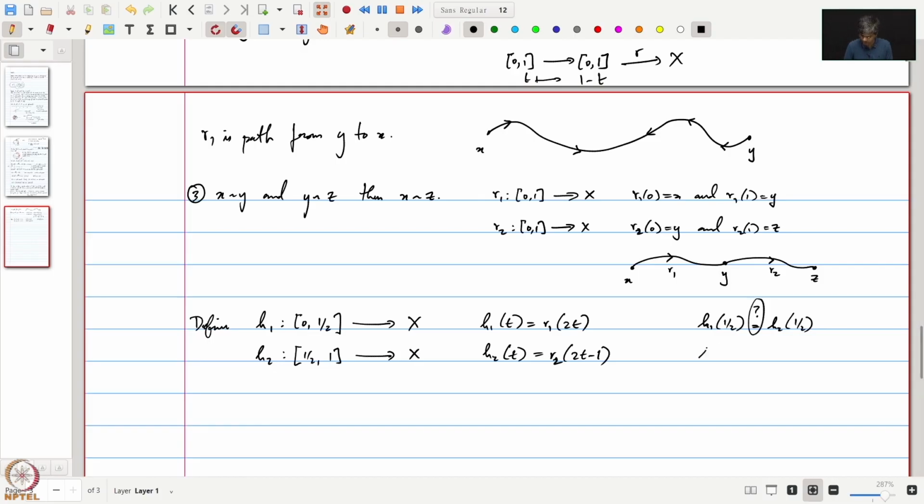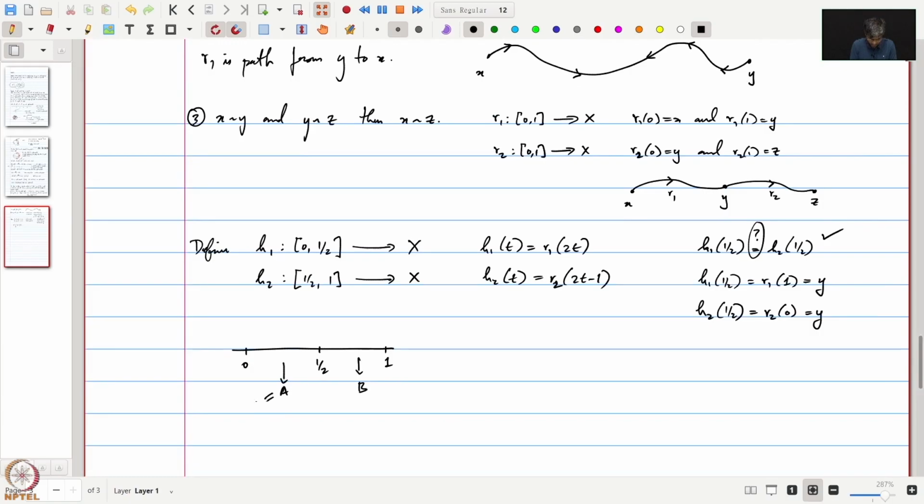So h1(1/2) is gamma 1(1), which is equal to y, and h2(1/2) is gamma 2(0), which is also equal to y. Therefore, they are equal. So what does this mean? This means that on the interval [0, 1], let's call this set A and this set B. A is the closed interval [0, 1/2], and B is the closed interval [1/2, 1].